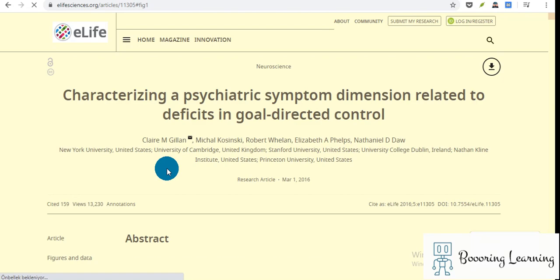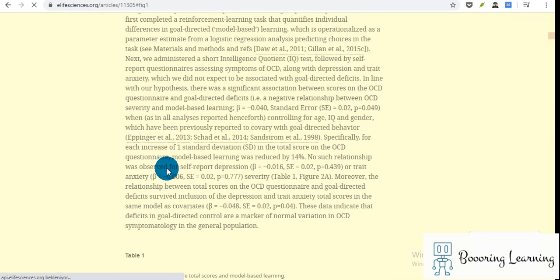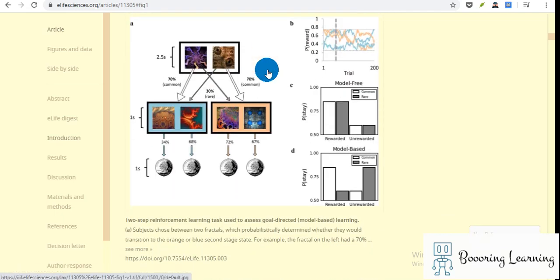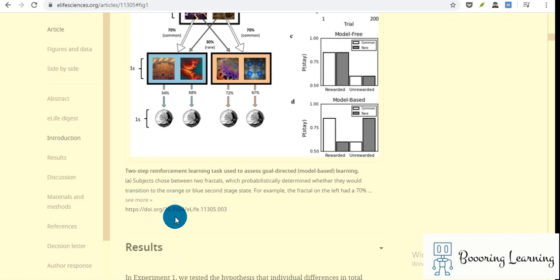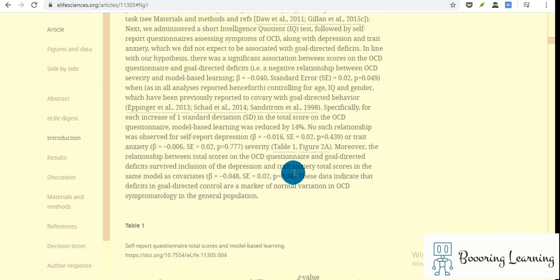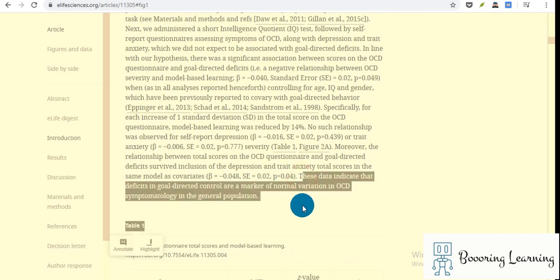For example, the trait... I'm trying to read all the text, but we cannot read all of it, so let's skip this. I think it's a problem with my computer. So these data indicate that deficits in goal-directed control are a marker of normal variation in OCD symptomatology in the general population. So if there are deficits, then it has something to do with OCD or addiction, I guess.